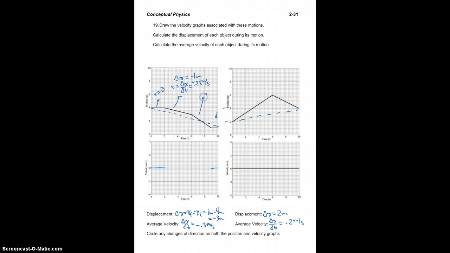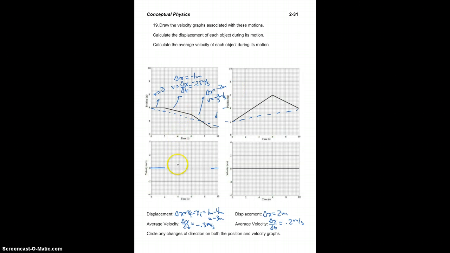Here the delta x is also 1 meter. Negative 1 meter, rather. Oh, sorry, it's 3 to 1, so it's negative 2 meters. And that happened in 3 seconds, so our v is negative 2/3 meters per second.